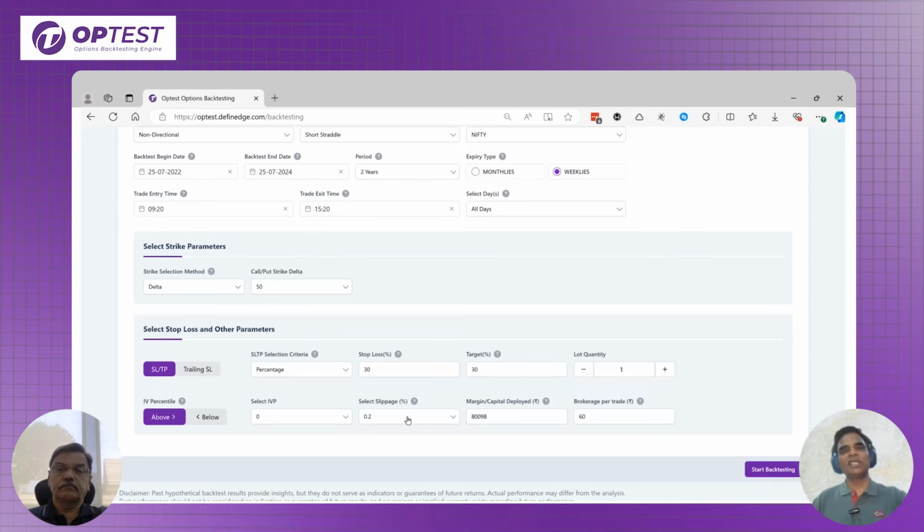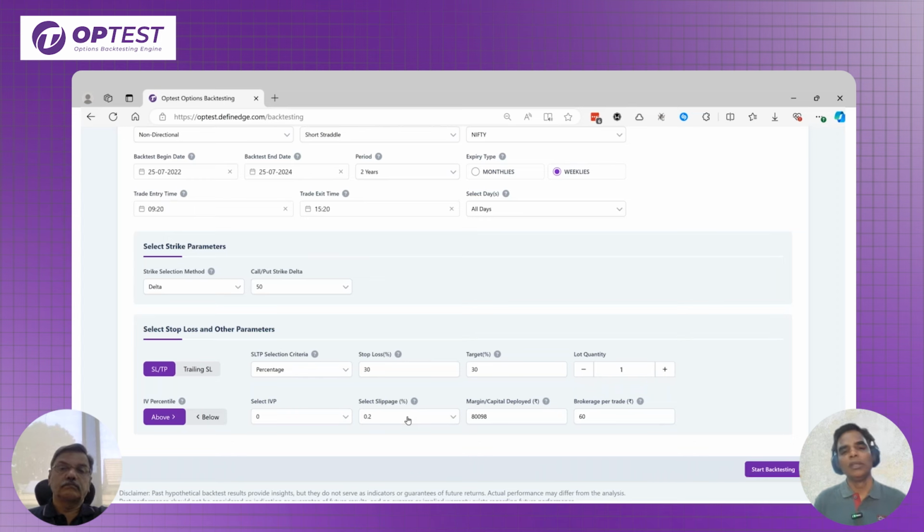Slippage is nothing but this: when you enter a trade, there is a difference between the bid and ask price, right? So we are saying how much that percentage difference is, depending on the index or the stock that you are going to backtest on. That might vary from index to stock and also from stock to stock. So you have to change this according to the difference between the bid and ask price.